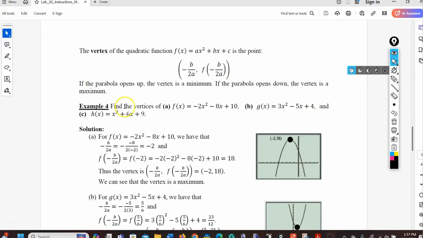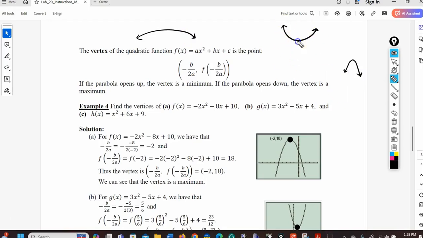Now we're going to use those same three functions, f, g, and h, and let's see what a vertex is. Well, graphs of quadratic functions are parabolas, and they can either open up or they can open down, and they can be thin or fat. But they will either open up or open down.